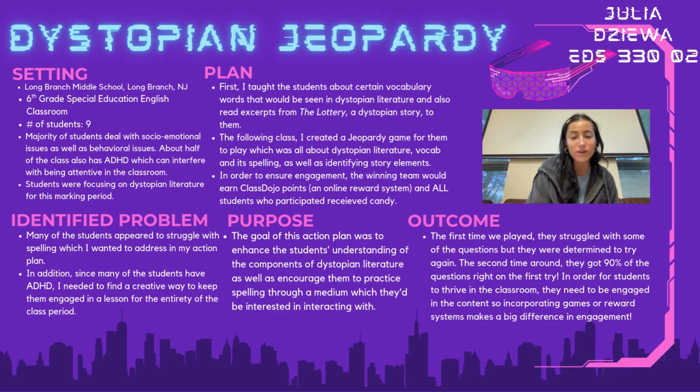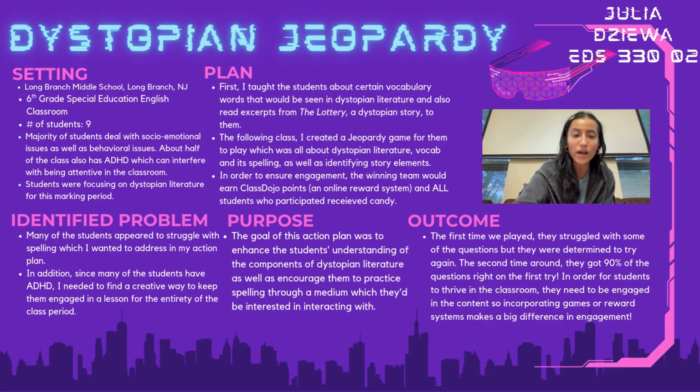From my observations and conversations with the placement teacher, I identified two major challenges in the classroom: a lack of engagement and frequent spelling errors. For my action plan, I decided to tackle both of these issues. I based my plan around dystopian literature, which was the focus of the current marking period. First, I taught a lesson on dystopian themes and vocabulary, using Shirley Jackson's story, The Lottery, as the main text to help illustrate what dystopian literature is.